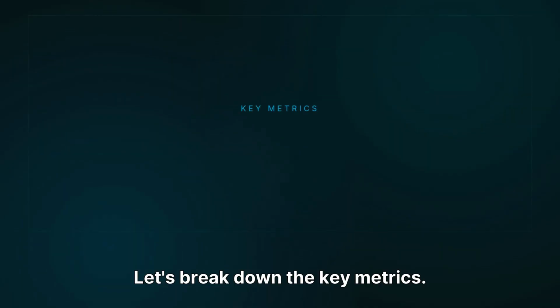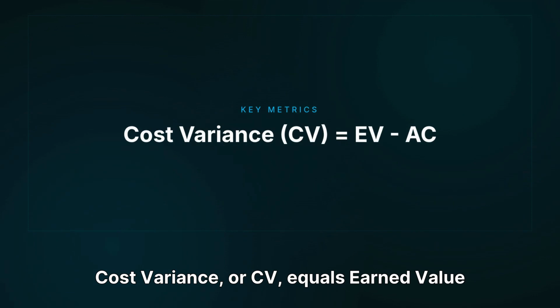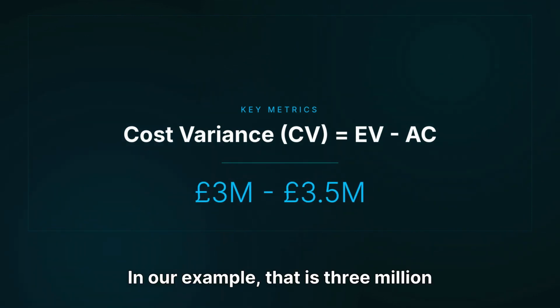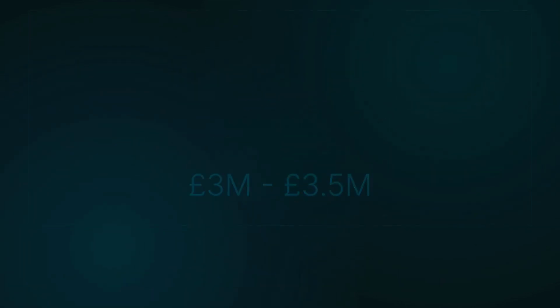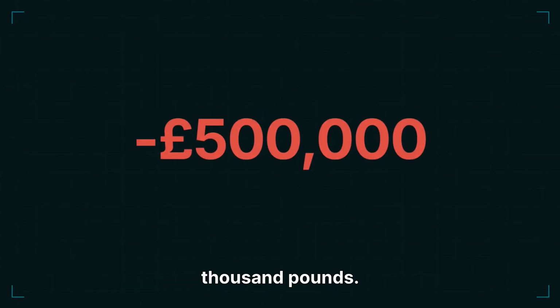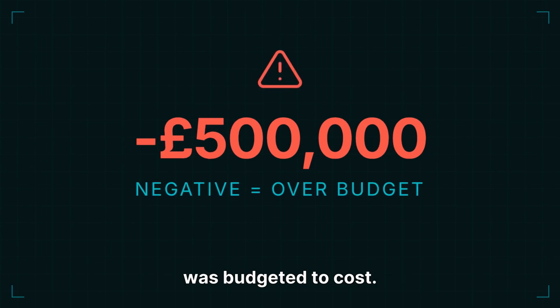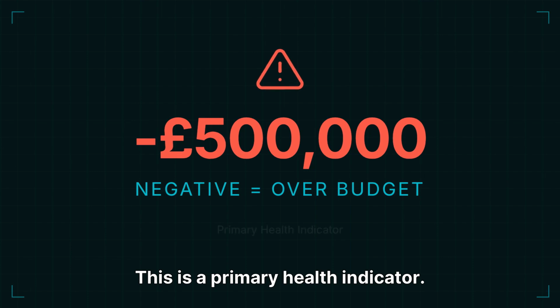Let's break down the key metrics. Cost variance, or CV, equals earned value minus actual cost. In our example, that is £3 million minus £3.5 million. This gives us a negative £500,000. You are over budget. It costs more to do the work than it was budgeted to cost. This is a primary health indicator.